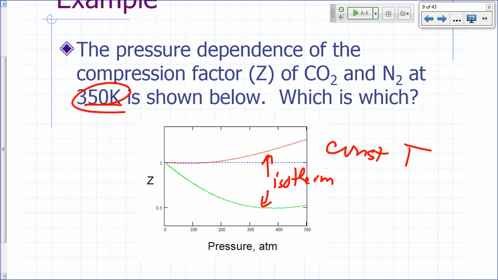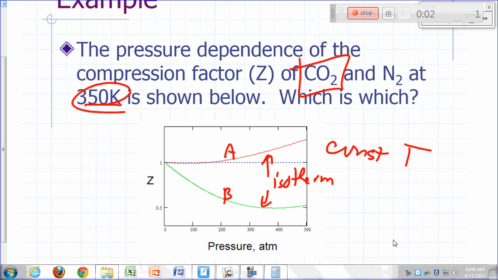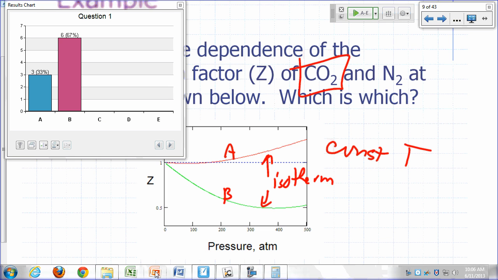So which one is carbon dioxide and which one is nitrogen? So let's just say which one is carbon dioxide. Is it A or B? That's a 1/3, 2/3 split, huh? Okay, so the correct answer is B.